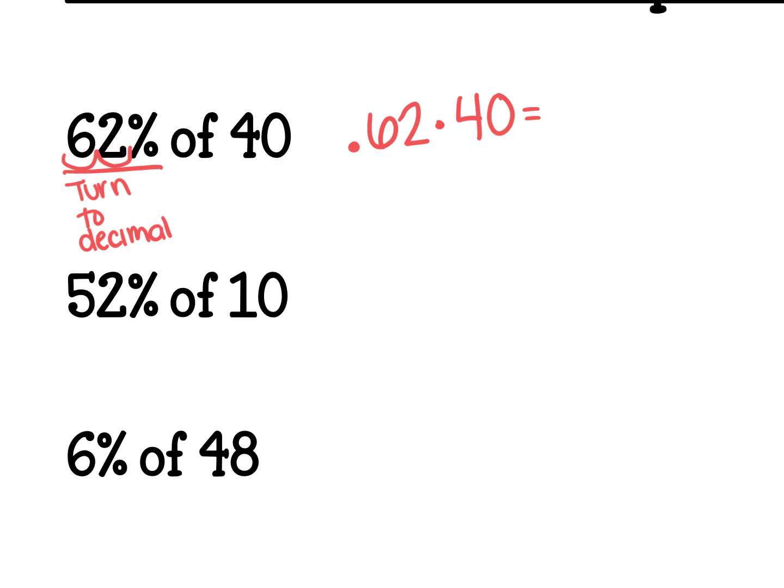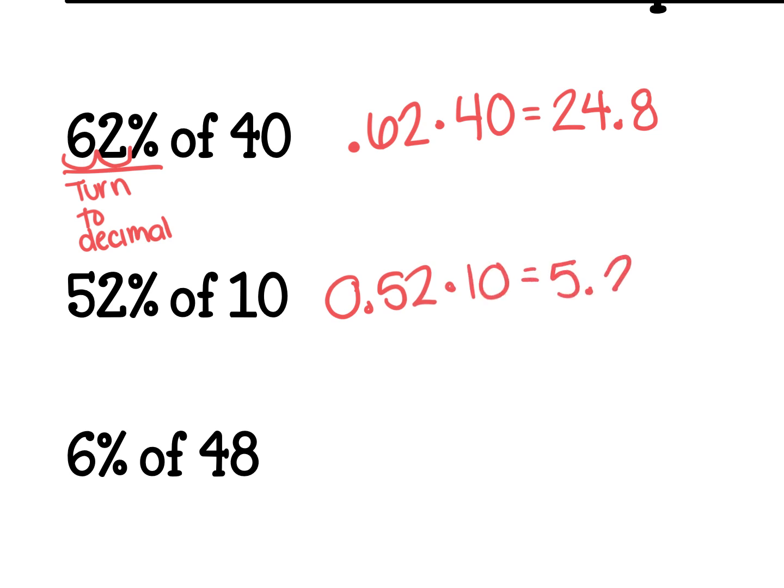Aria, did you get the first one? I got 24.8. Do we agree? Very good. Okay, Sam, what'd you do for the second one then? I moved the decimal 2 places to the left of 52, got 0.52 and then times 10, which is 5.2. Good. 0.52 times 10 is 5.2.